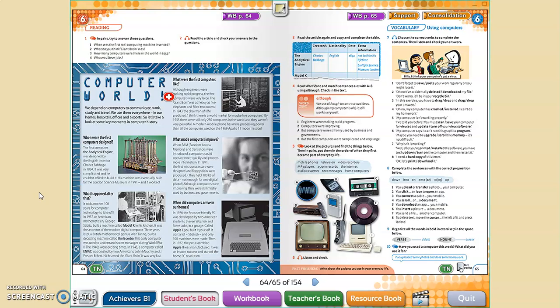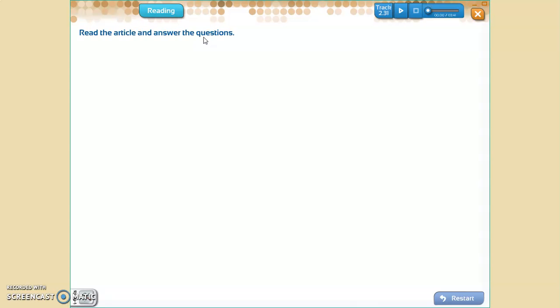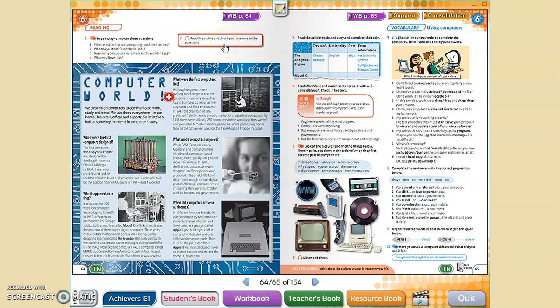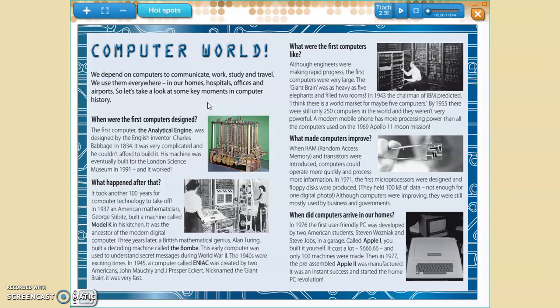So let's do the skill that we are developing, which is we are going to read the questions first, and then we are going to listen and read the article. So question number one says, when was the first real computing machine invented? Question number two, what do you think giant brain was? Three, how many computers were there in the world in 1955? And who was Steve Jobs? So let's read and listen, and then we are going to answer the questions. Okay, so here we go.